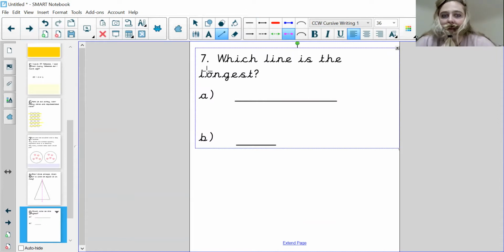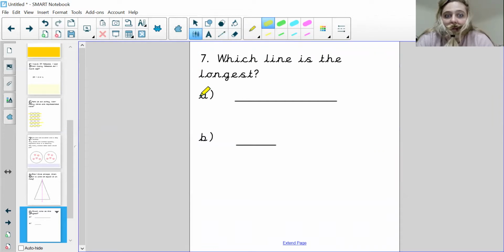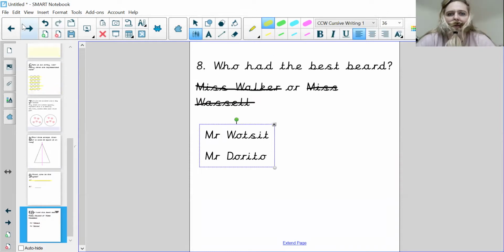Number 7. Which line is the longest? And the answer to this question is A. A is the longest line. Well done, fantastic work.